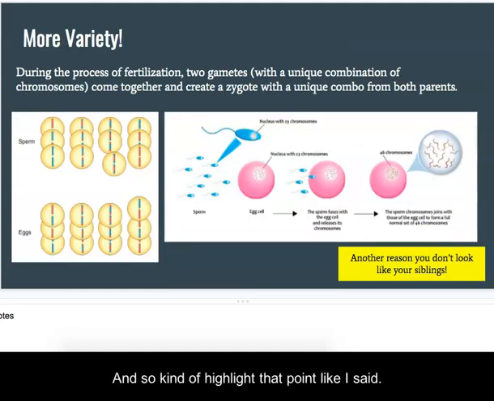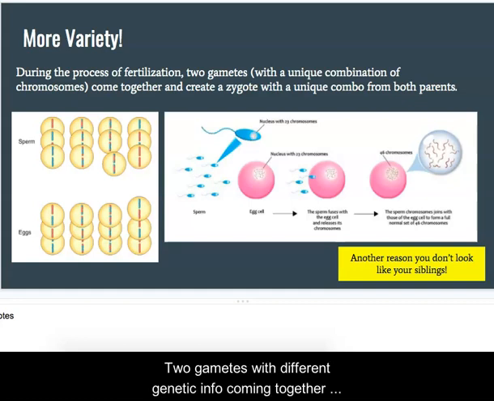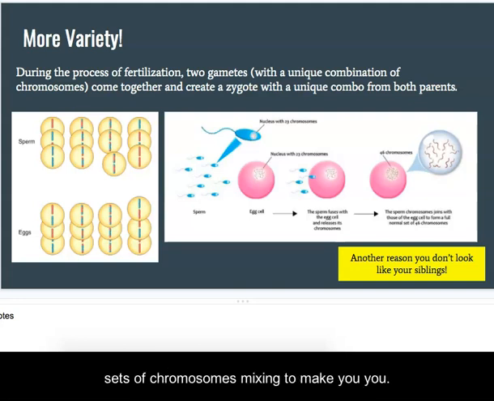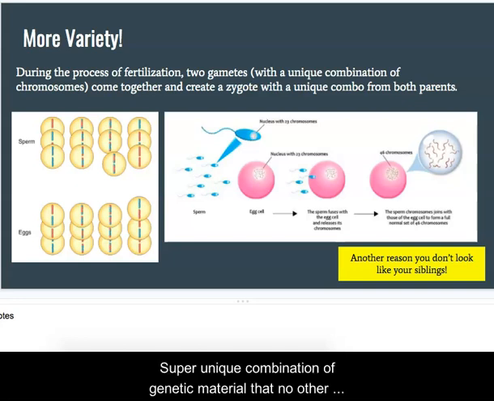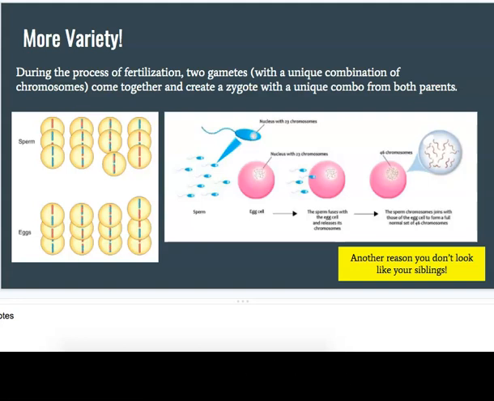And so to highlight that point, like I said, two gametes with different genetic info coming together. The one magical sperm that makes it to the egg at any given moment, that random chance of those two sets of chromosomes mixing to make you, it really creates a super unique combination of genetic material that no other individual has. Even close siblings wouldn't have that same combination. And so just understanding that that's another place where variety comes in.